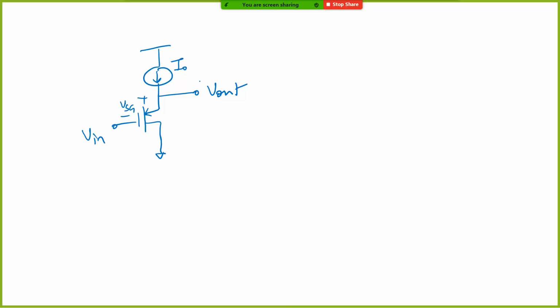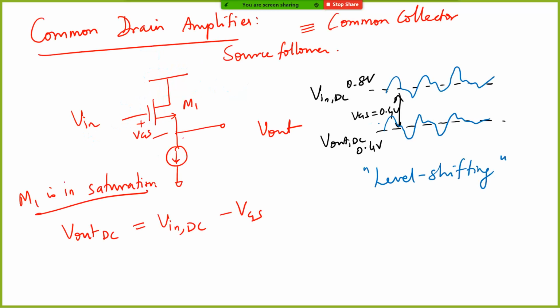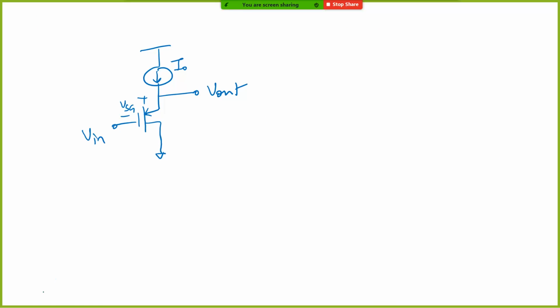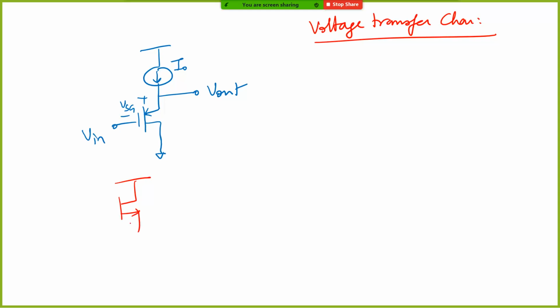Okay, all right. So now, one of the use cases for a common drain amplifier is to be used as a level shifter. All right, but it also has a very important use. So let's think about it. Now before we go there, let's look at the voltage transfer characteristics. Okay, so let's consider an NMOS for now. Okay, so let's say this is V in, and let's say you have a certain current source. Let's say this is fixed at I0.